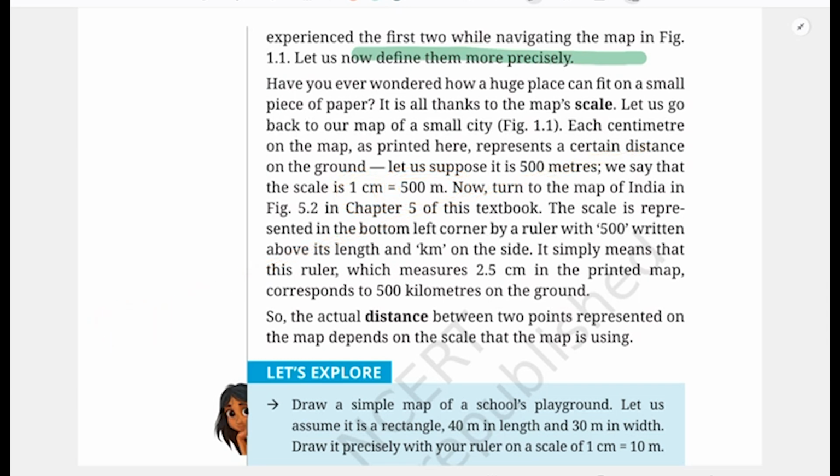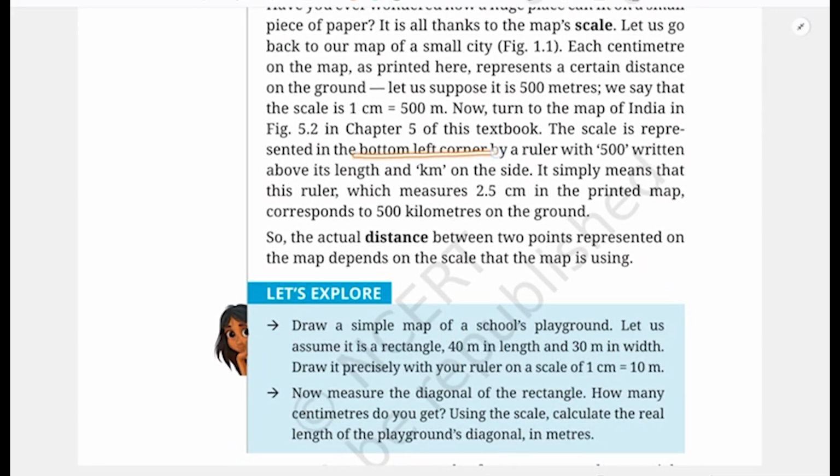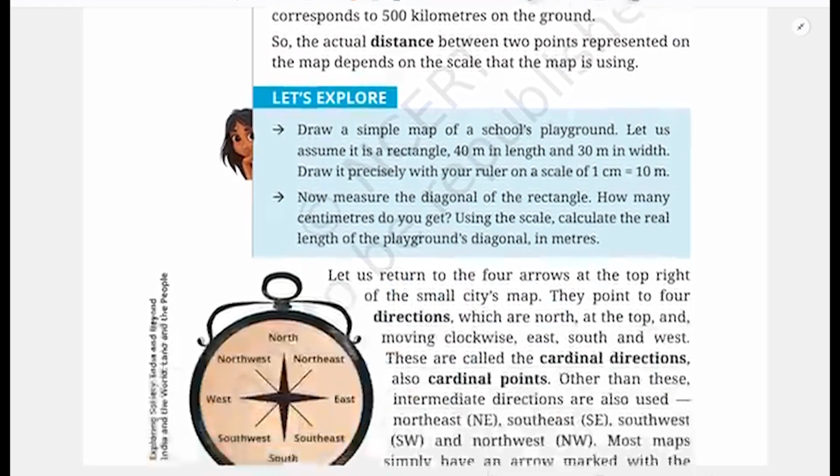Now, the scale is represented in the bottom left corner. It is very important to note that the scale should always be represented on the bottom left corner by a ruler with 500 written above its length and kilometers on the side. It simply means that this ruler, which measures 2.5 centimeters in the printed map, corresponds to 500 kilometers on the ground. So the actual length between 2 points represented on the map depends on the scale that the map is using.